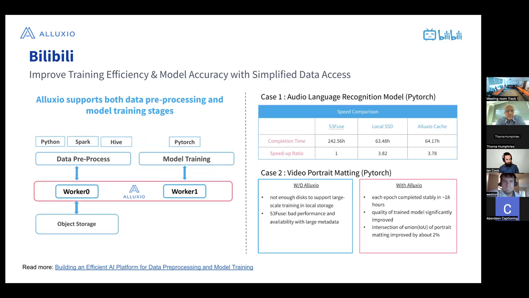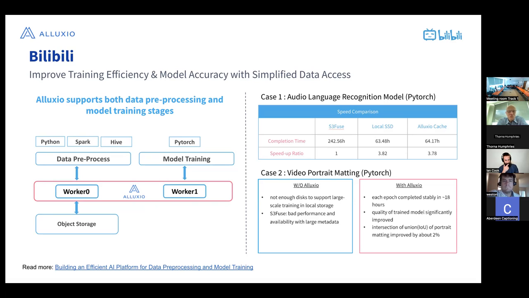So the second story I want to share is Bilibili. Because it's a China company, you might not have heard of this website. It's bilibili.com. It's like the YouTube channel for a younger generation in China. And they are very popular in China right now. They have 230 million monthly active users right now. They are also our very active open source user.